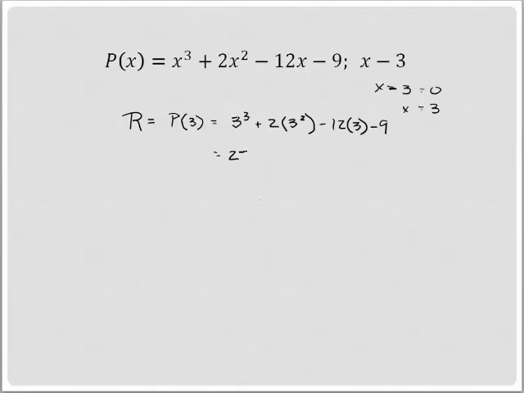3 cubed is equal to 27 plus 18 minus 36 minus 9. And if we put that all together, we'll come out with that it equals 0. The remainder is 0. And what that says is that if this polynomial were divided by this binomial, there will be no remainder. No remainder, okay? So all we're trying to do here is take the number that they're giving us, put it into the formula, and find out whether there's a remainder or not.